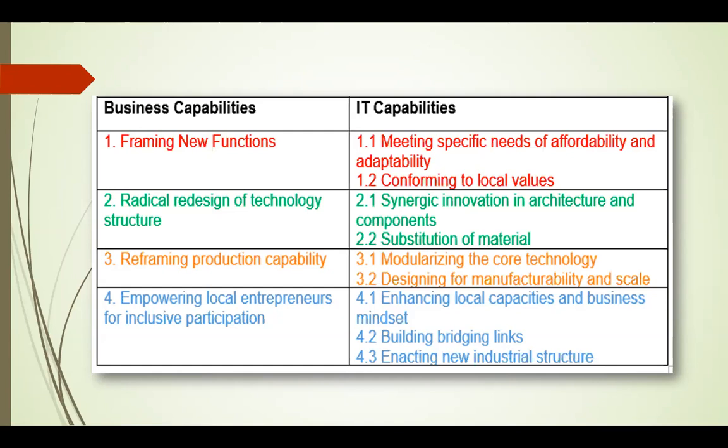The next business capability is the radical redesign of technology, which consists of redesigning both the architecture and the components of the system. The IT capabilities, synergic innovation in architecture, and the substitution of material both link to the radical redesign of technology. Adoption of these principles of innovation provides a logical low-cost option for offering the required functions with an innovative technical structure. The simplification of the architecture and the substitution of the materials lowered the cost of manufacturing, thus enabling a price much lower than competitors.